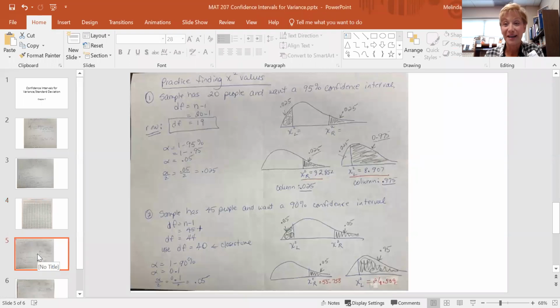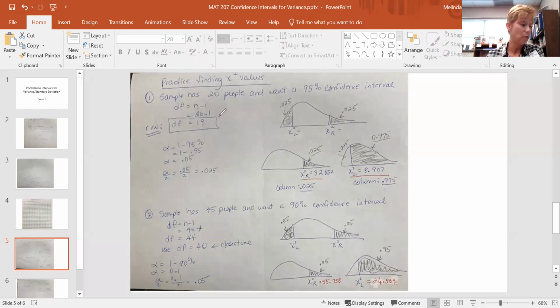All right, hopefully you did what I told you. Okay, so look what it says. It says, let's practice finding some chi-squared values off of your table. So we're going to flip back and forth between this slide and the table you've got next to you. Suppose the word problem tells you that your sample has 20 people in it and that you want a 95% confidence interval estimate.